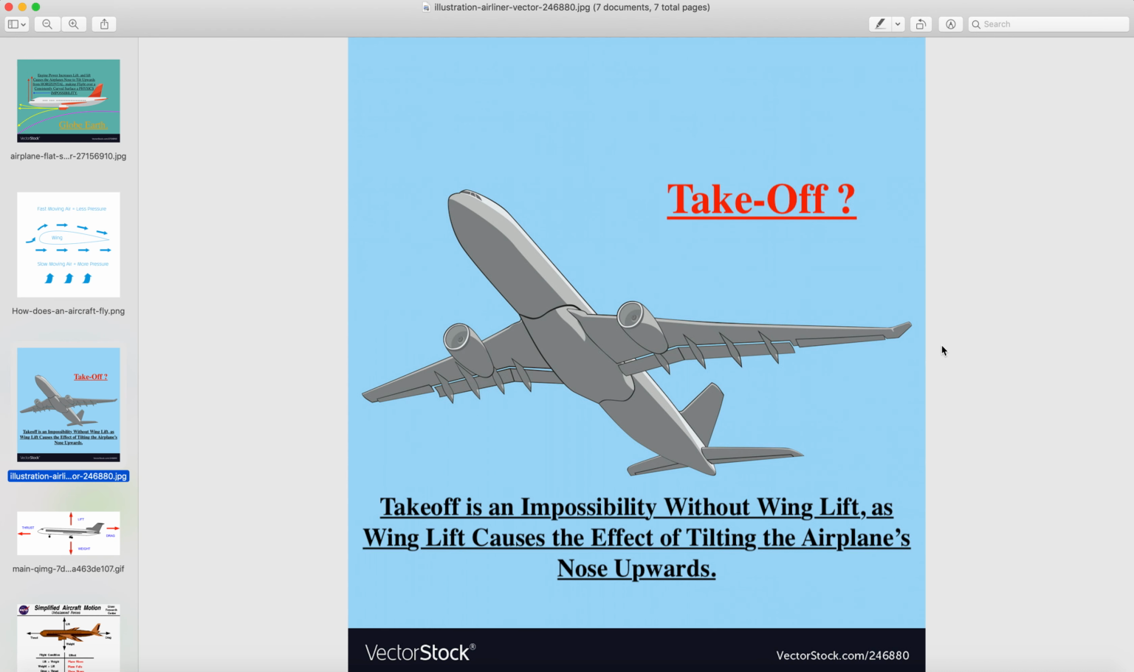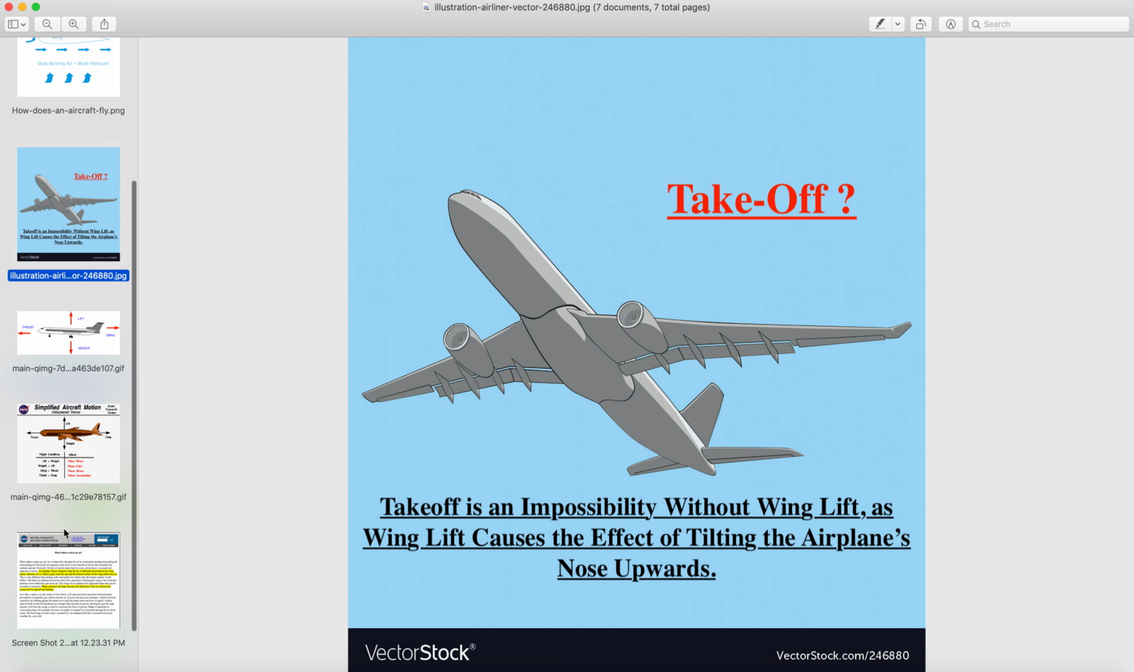Also, when it comes to takeoff, I said takeoff is an impossibility without wing lift, as wing lift causes the effect of tilting the airplane's nose upwards. Yes, you can't have takeoff without wing lift. But it comes down to what creates wing lift. I was told I was wrong. I was told that the elevators at the back of the plane, at the tail, create wing lift. So you can sit stationary on the runway and move your elevators all day long, and you're not taking off. Okay, so I'm going to go on further.